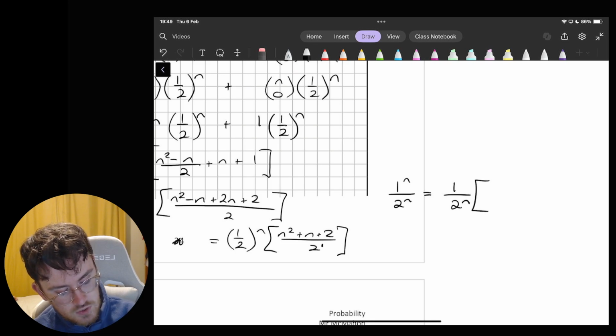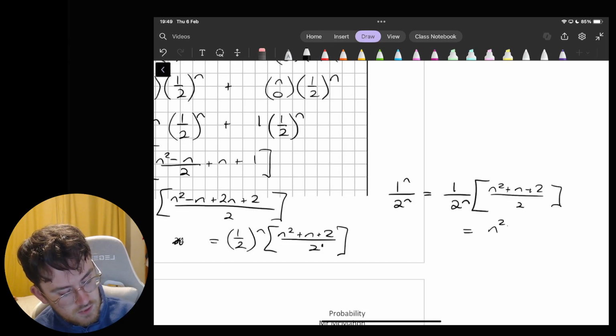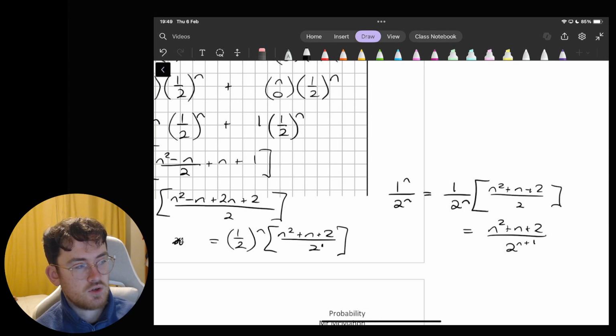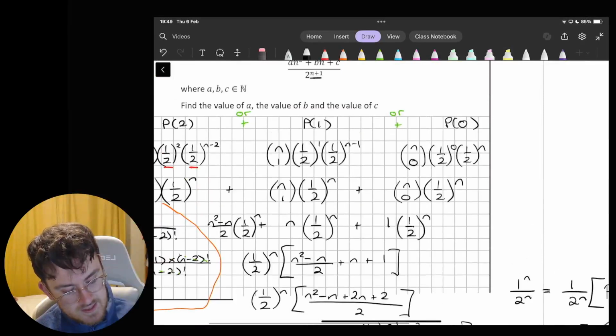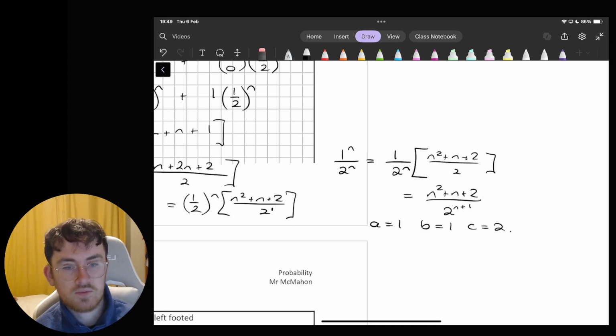So multiplying this now by the other bracket that we have will give me n squared plus n plus 2 times 1, and then 2 to the power of 1 times 2 to the power of n, so 2 to the power of n plus 1. And we've shown or identified that expression there. A, B, and C, the coefficients of my quadratic here. A is 1, B is 1, C is 2. Okay, making sure I answer the question as well by identifying those coefficients there.